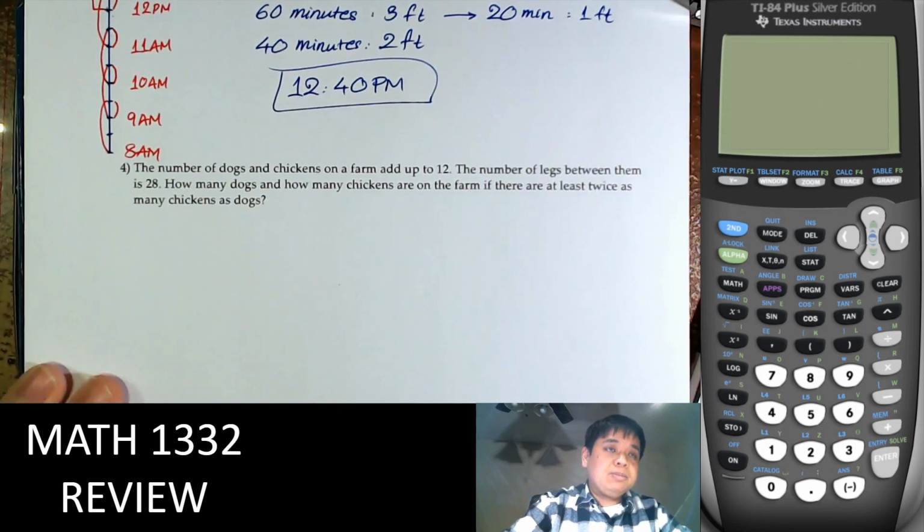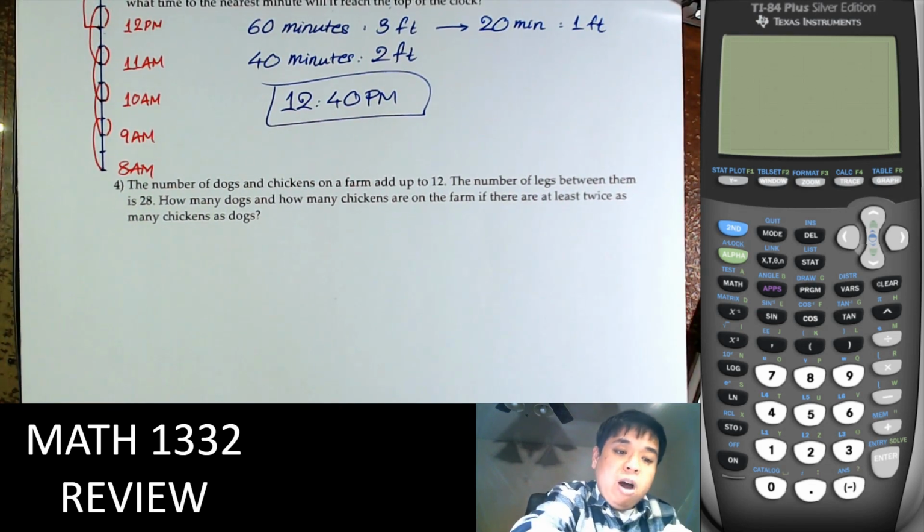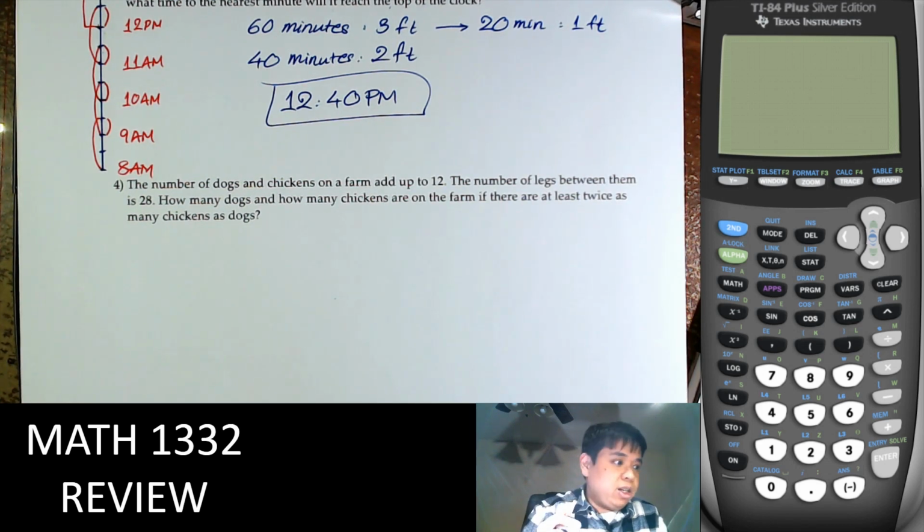Right. Next. The number of dogs and chickens on a farm add up to 12. The number of legs between them is 28. How many dogs and how many chickens are on the farm if there are at least twice as many chickens as dogs? Right, so all we know is at least twice as many chickens as dogs. So we don't even need that information. So let's think about this. Of course, there is an algebra method for this. We're not using that. We just use strictly reasoning here.